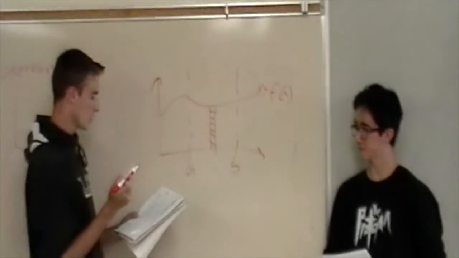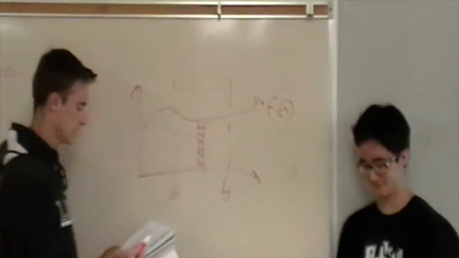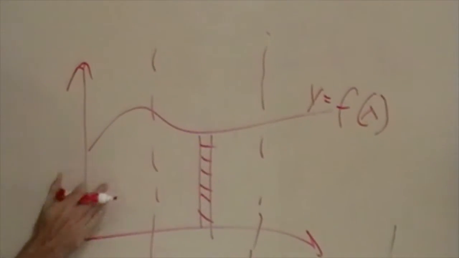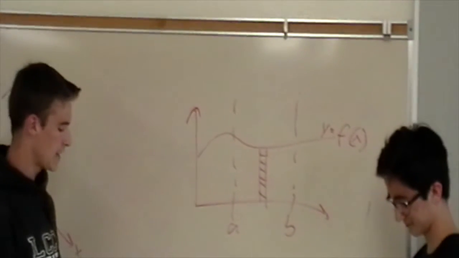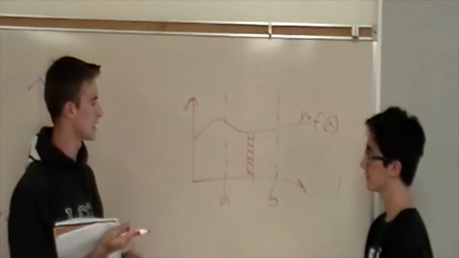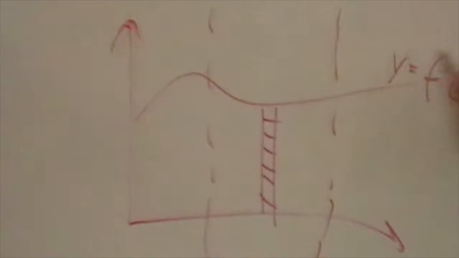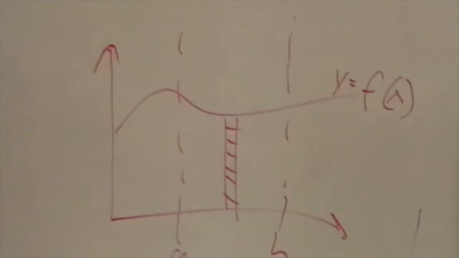So the integral is the area under the function f of x. First we're going to look at this picture, and from a to b, the area is represented by the summation of infinitely small rectangles. One rectangle which we represented here, of height f of x and of width dx.